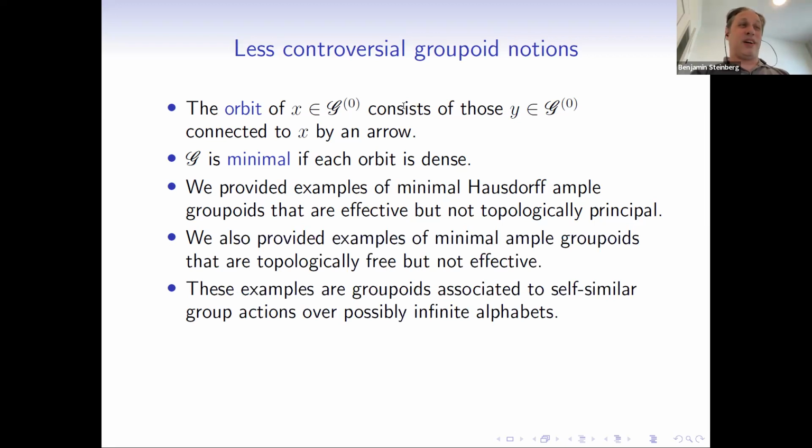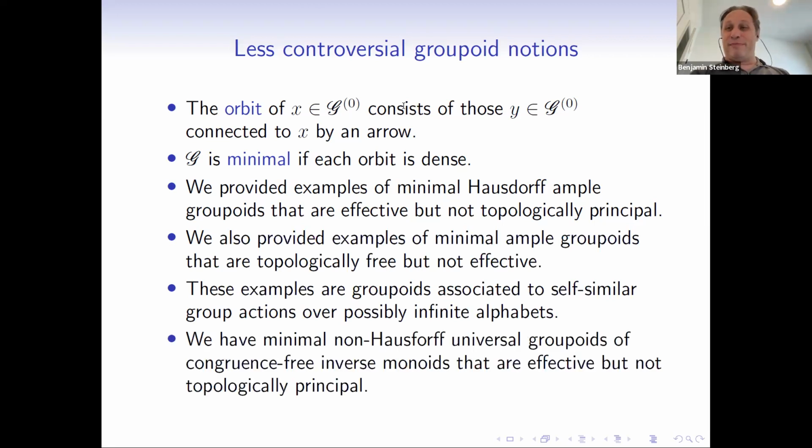These examples above are groupoids associated to self-similar group actions over possibly infinite alphabets. We also have minimal non-Hausdorff universal groupoids of congruence-free inverse monoids that are effective but not topologically principal. So remember, we want to know when the algebra of a congruence-free inverse semigroup is simple. And there are examples of these things which are effective but not topologically principal. So we have to deal with the non-topologically principal case.